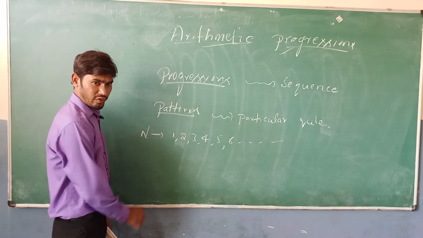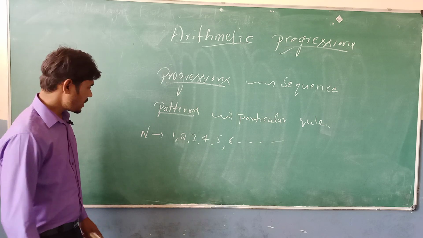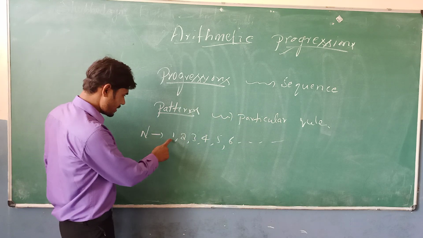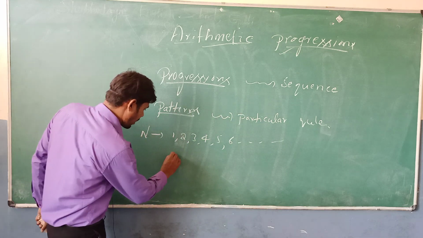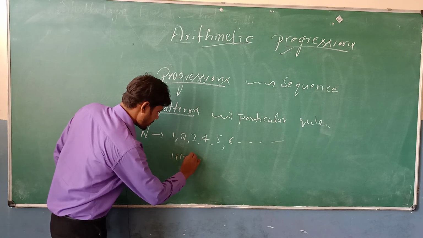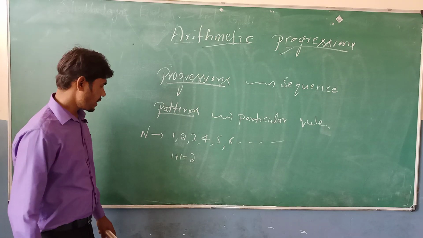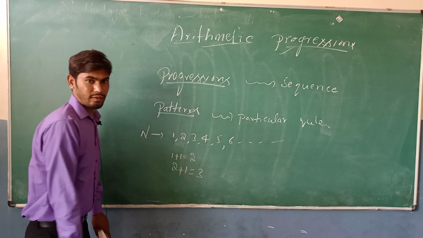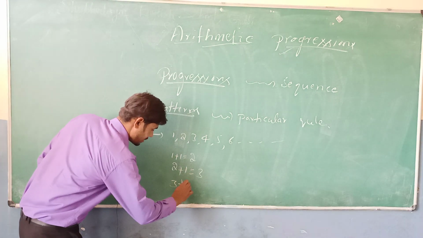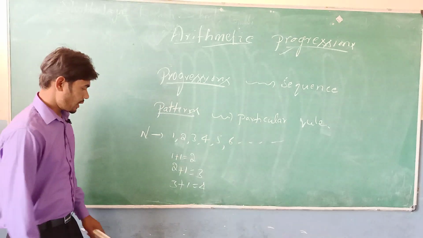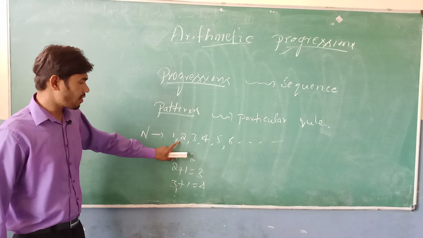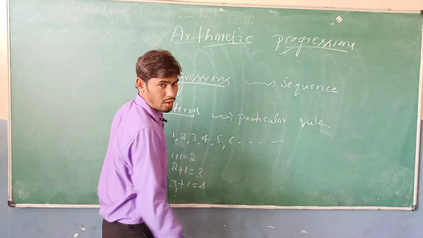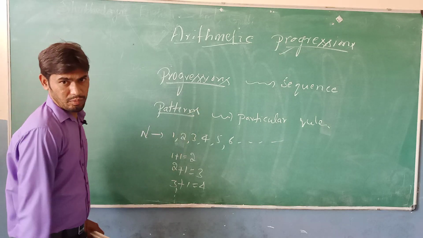Consider the first term, the second term, the third term, the fourth term, and so on. Here, if we add 1 to the first term, we get the second term. Then we add 1 to the second term, we get the third, then the fourth, and so on. This is one particular rule: one constant number is added to each term to get the next term.